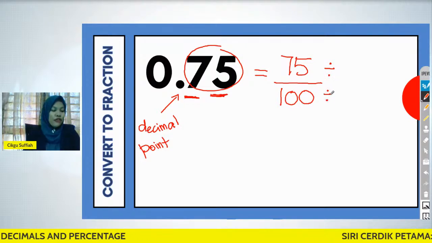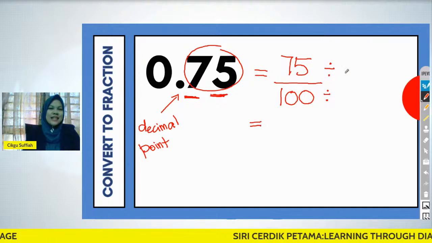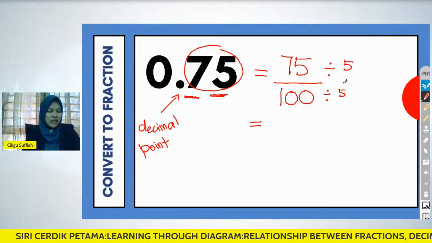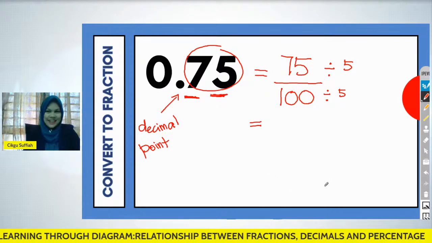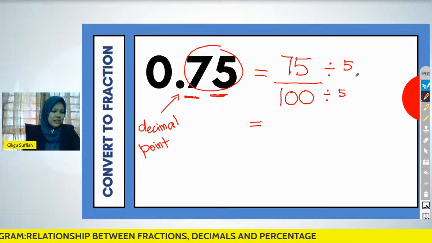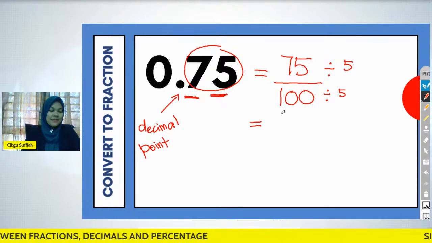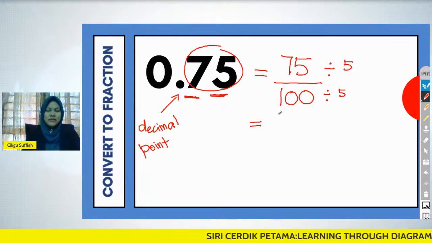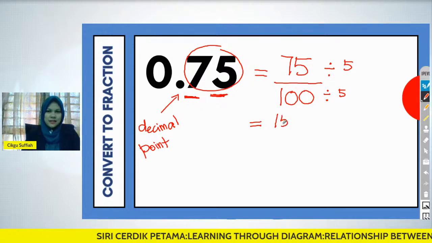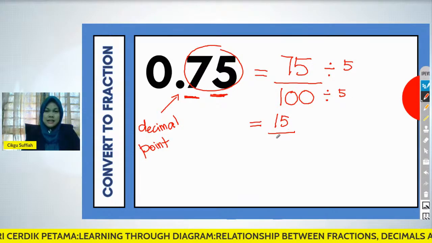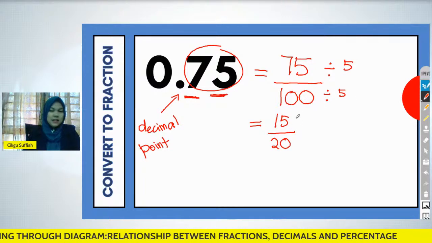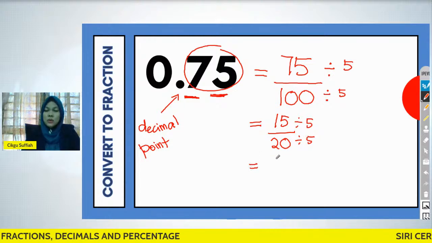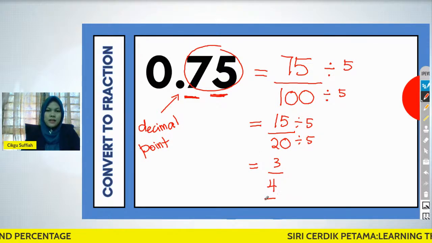How did you get 3 over 4? If you divide by 5, you will not get 3 over 4 straight away. Can you divide by 4, sayang? No. First, if you divide by 5, you should get 15 over 20. Then if you divide by another 5, because it can be simplified, you will get 3 over 4. This is how you do it.